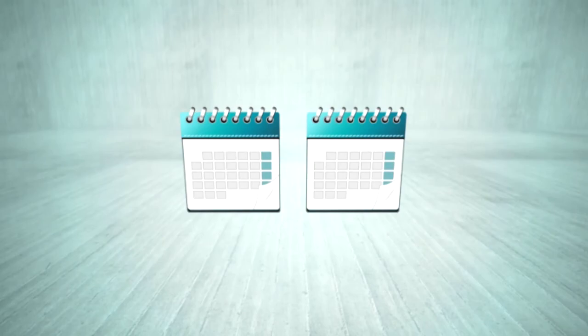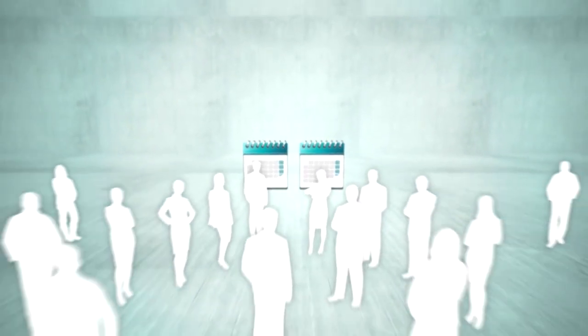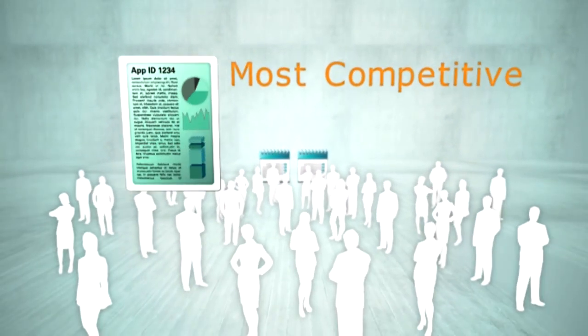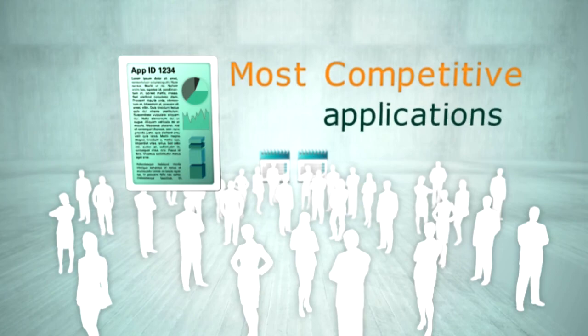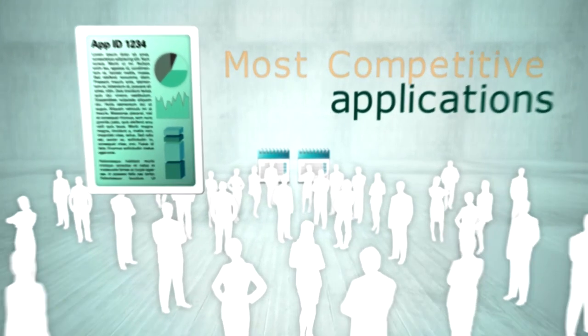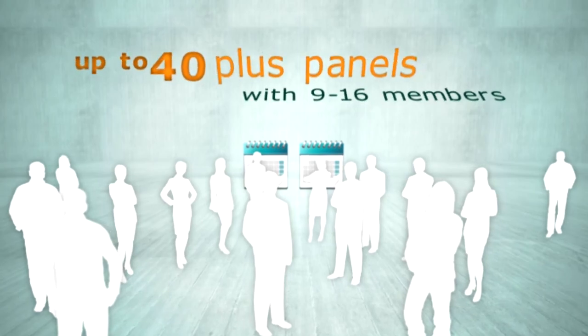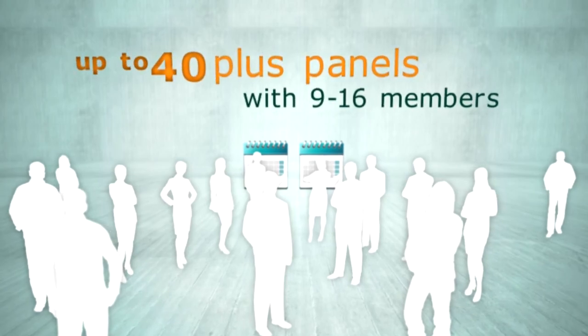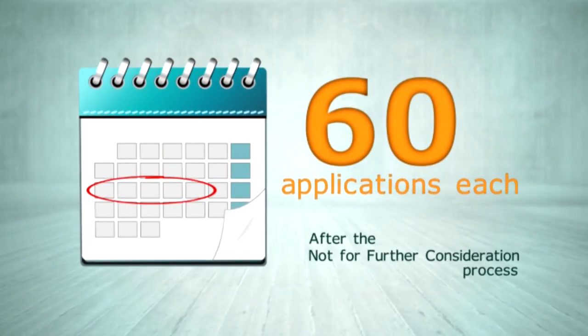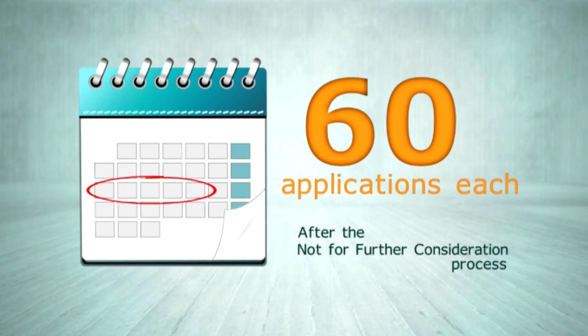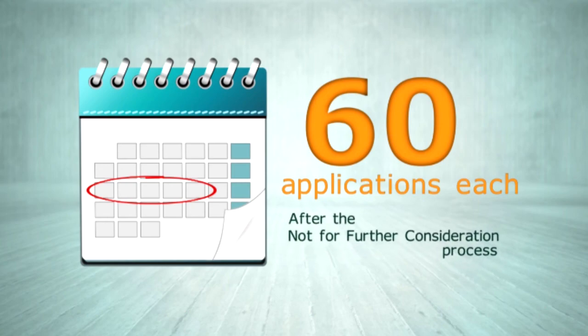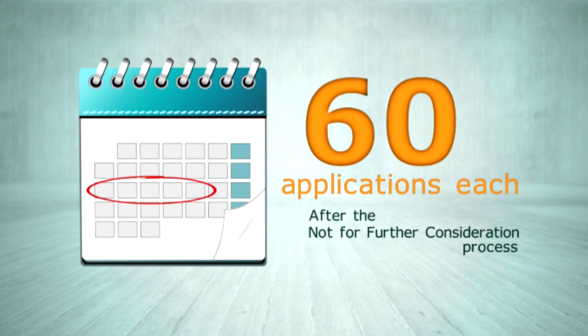Over 6 weeks, usually from August to mid-September, these peers, who are members of the research community, will gather to assess the most competitive applications that have progressed through the peer review process. This will involve up to 40 panels, each with between 9 to 16 panel members. Panels will meet for approximately a week to assess around 60 applications each after the not for further consideration process.